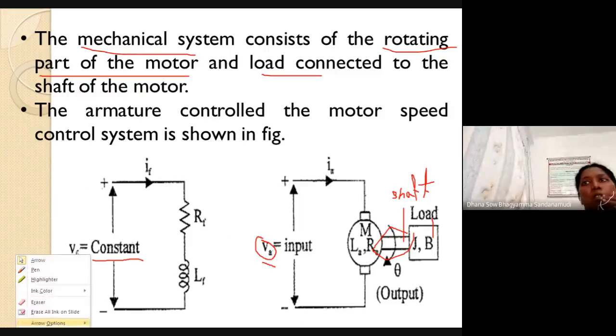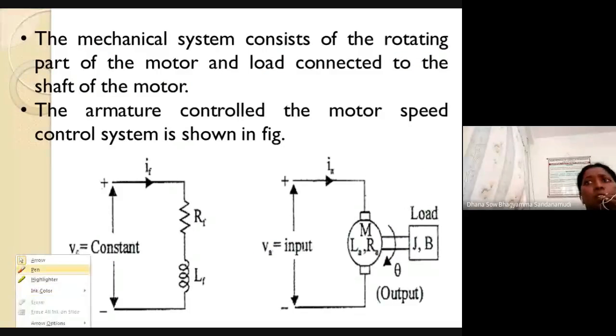This is the load, isn't it? So the load will have its own mass, so the moment of inertia, the rotational moment of inertia. We have already discussed the mechanical rotational system. It will have its own moment of inertia, and there will be friction with respect to the shaft. The shaft is connected to the load, so definitely there will be friction. So B represents the friction, and J represents the moment of inertia.